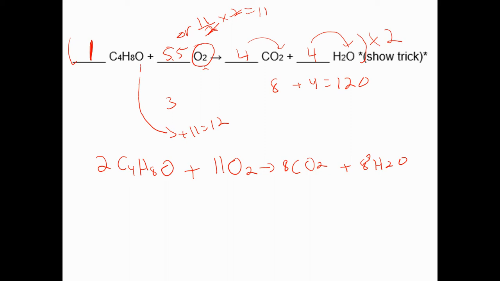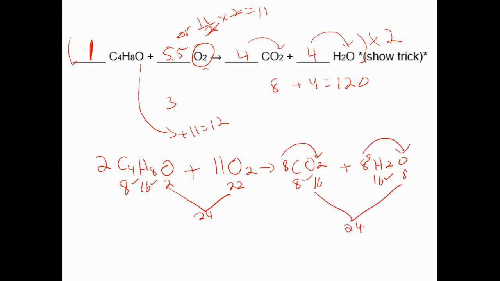And you can go and count to make sure everything makes sense. So here I have 8 carbons, balanced. 16 hydrogens, 8 times 2, 16 hydrogens, balanced. Okay, for oxygens, I have 2 over here, because 2 times 1 is 2, and 22 over here. It's 24, because 11 times 2 is 22. Add these two together, 24. Here I have 8 times 2, that's 16 oxygens, and 8 times 1, that's 8 oxygens. That's 24. 24 O's. Nice and balanced.